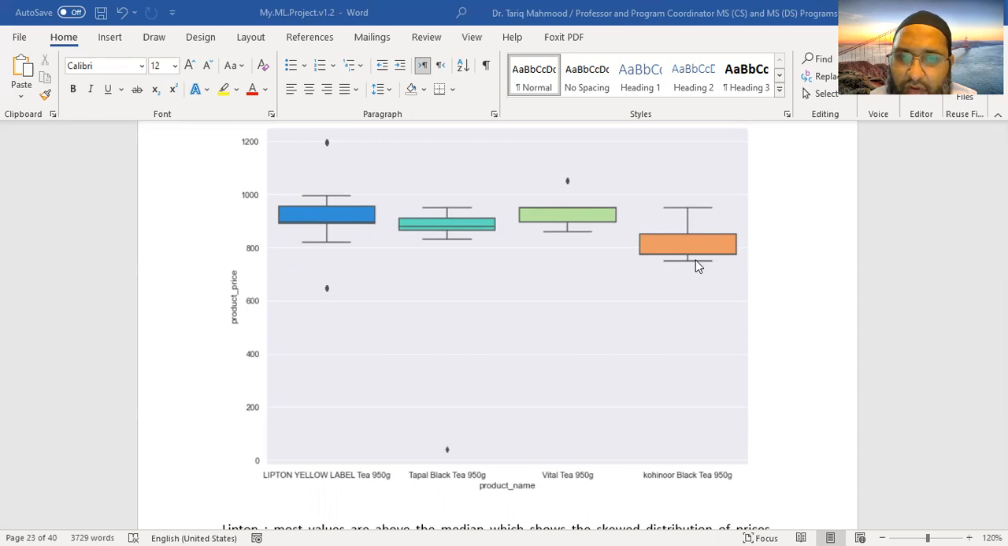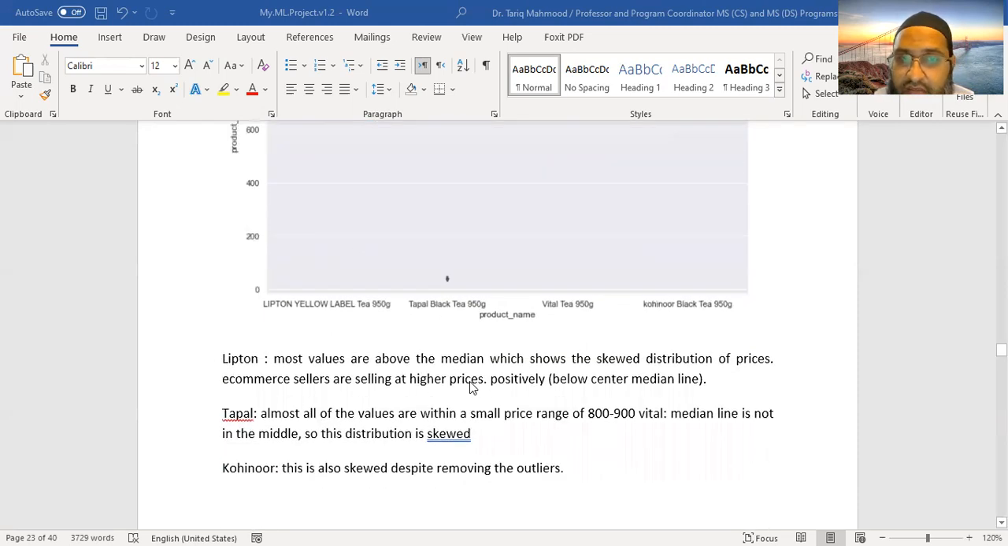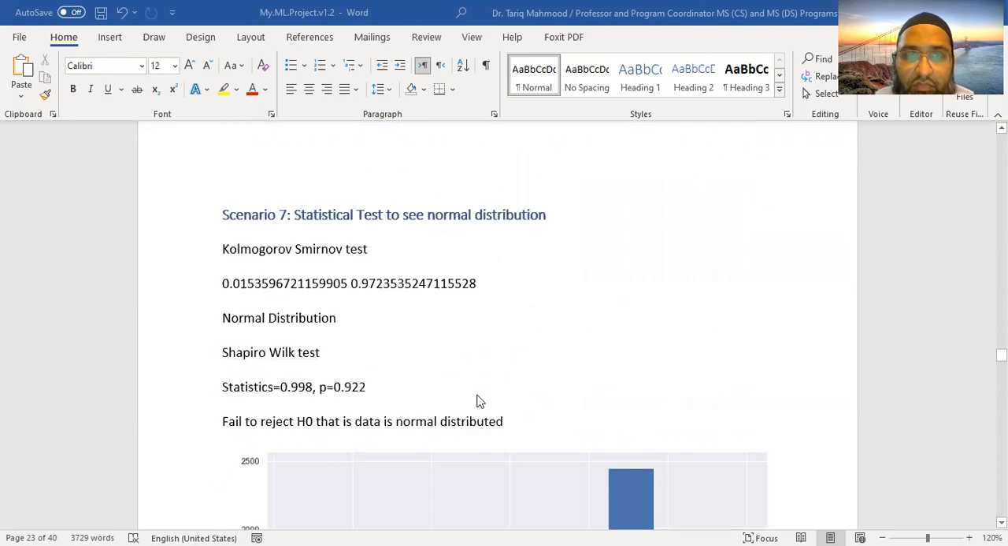And the box plot for Tapal is not bad. It's quite good as compared to the Lipton one. So it's at par. So it may be the case that users will run away and buy Tapal. That's the thing. So they might need to do something about that.